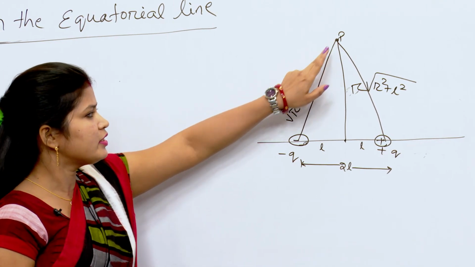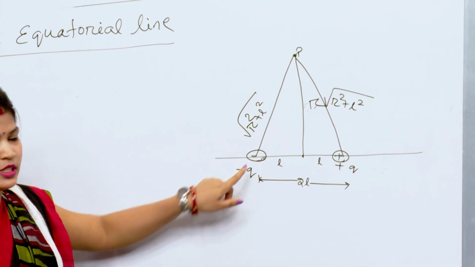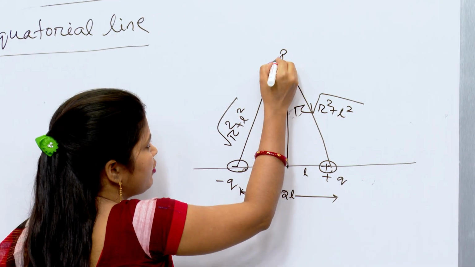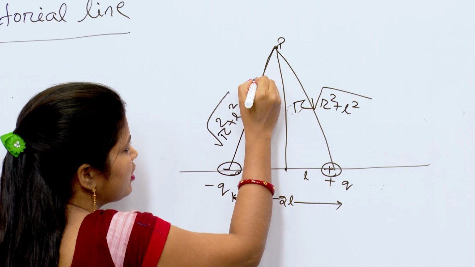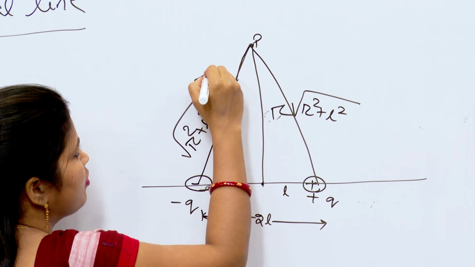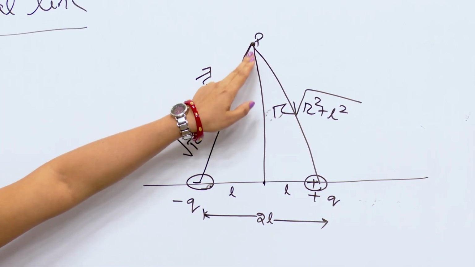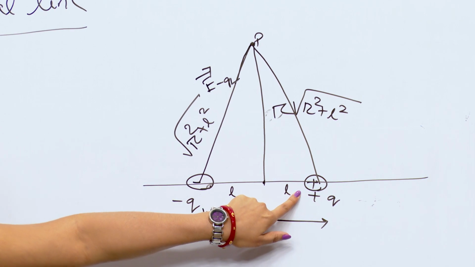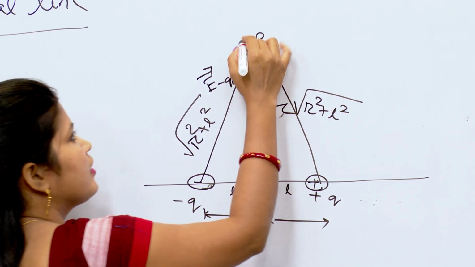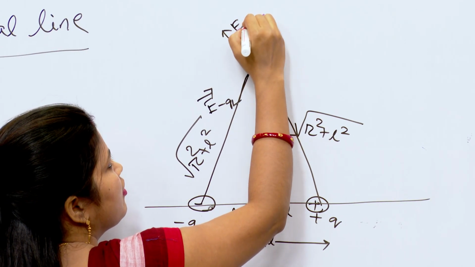Similarly, the test charge will experience an attraction force due to the negative charge. So, that means the electric field intensity will be in this direction, that is E minus q. Similarly, the test charge will experience a force of repulsion due to the plus q charge, that is E plus q.